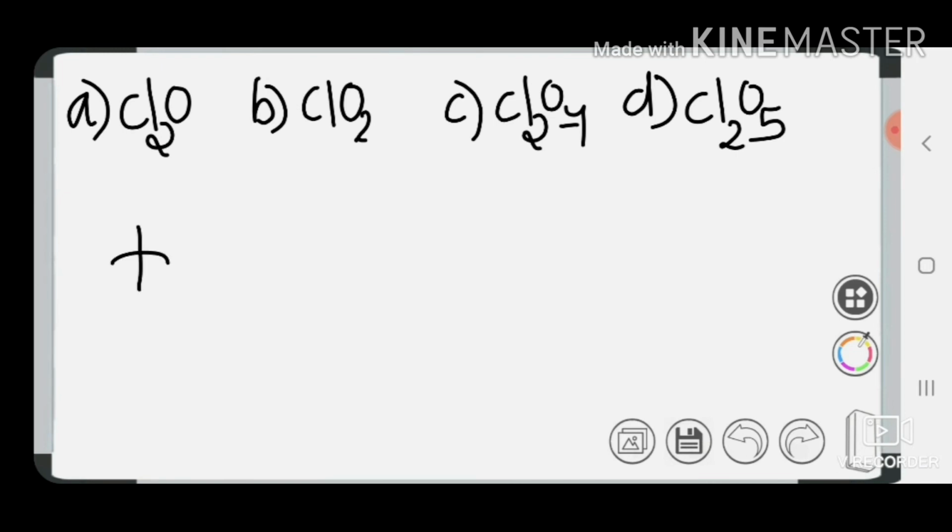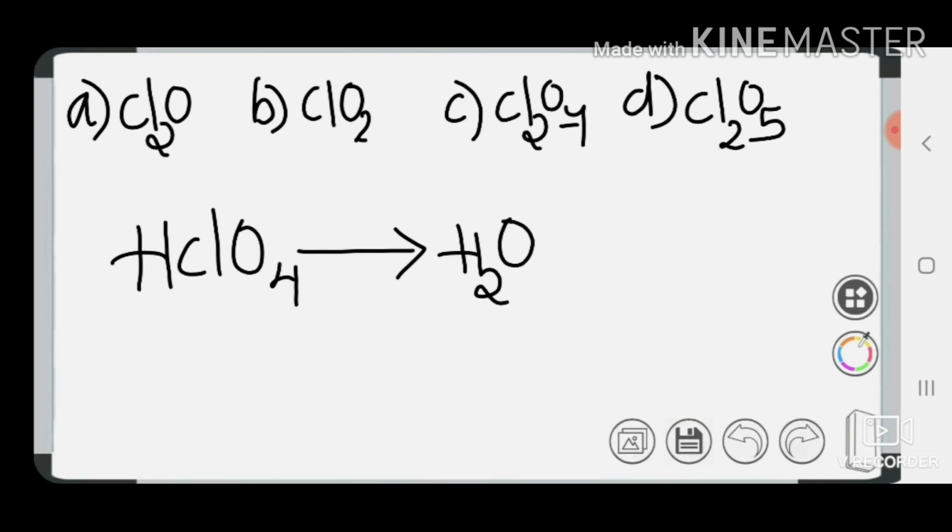First of all, I am writing HClO4. We want to remove the water molecule, that is H2O. Here in H2O there are 2 hydrogen and 1 oxygen, but in our compound there is only 1 hydrogen, so we want to balance our reaction. That is 2 HClO4 gives H2O. What is the other byproduct?